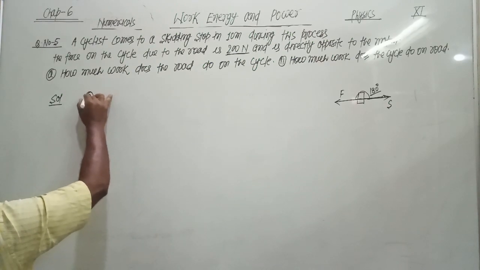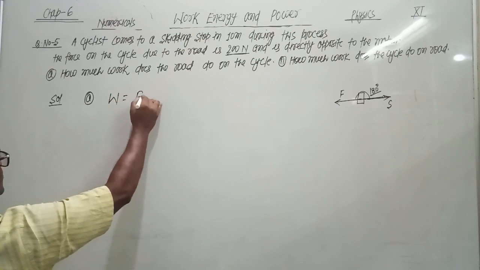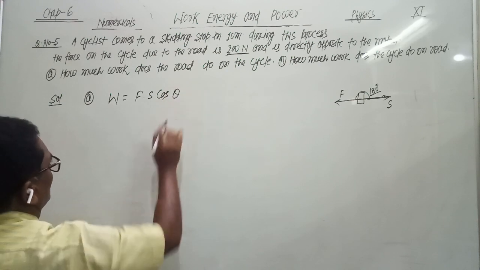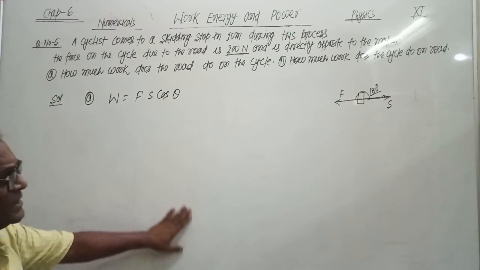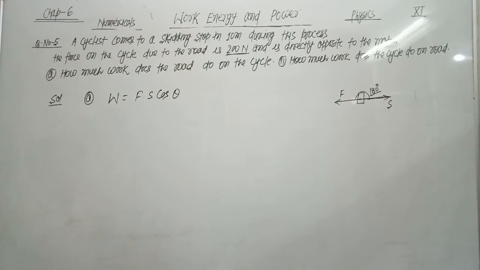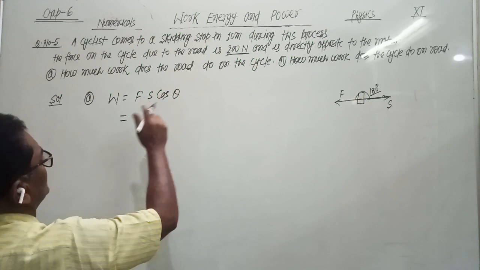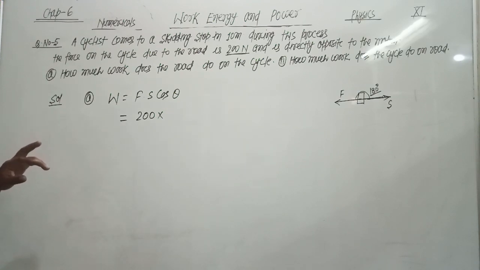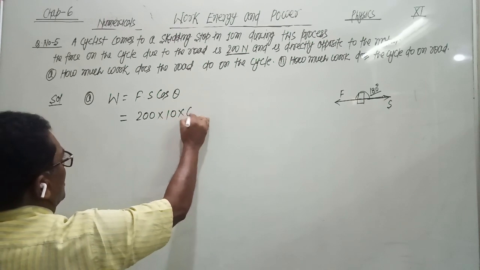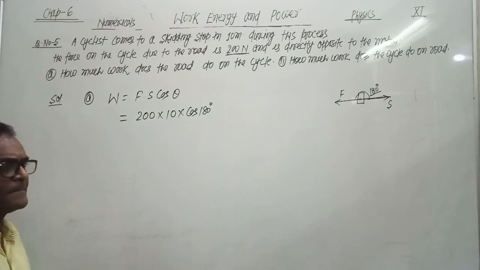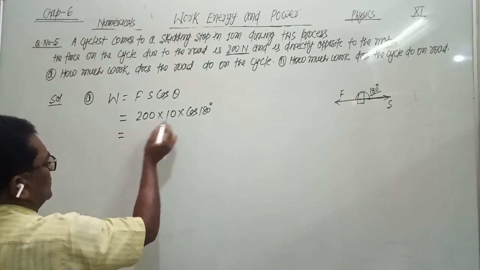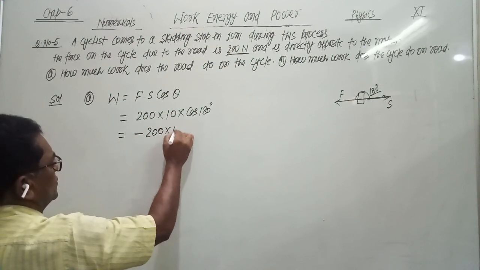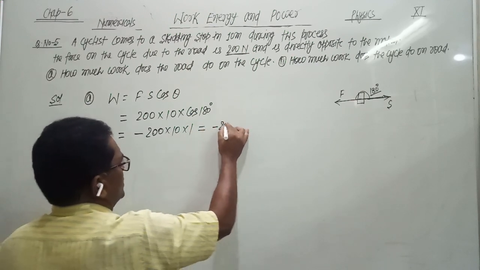And you know the formula for work done: W equals F s cos theta, where theta is the angle between force and displacement, and here the value of theta is 180 degrees. So put the value of force, 200 Newton, and displacement s, 10 meter, into cos theta. Cos 180 is equal to minus 1. So 200 into 10 into minus 1 is minus 2000 joule.